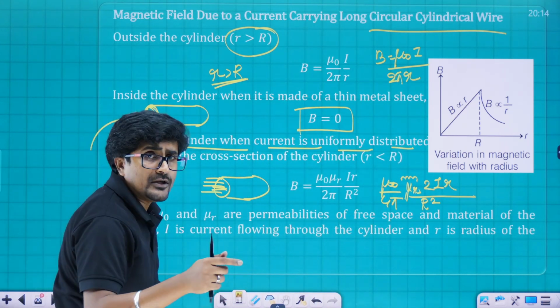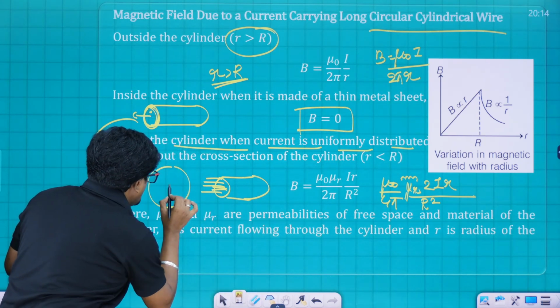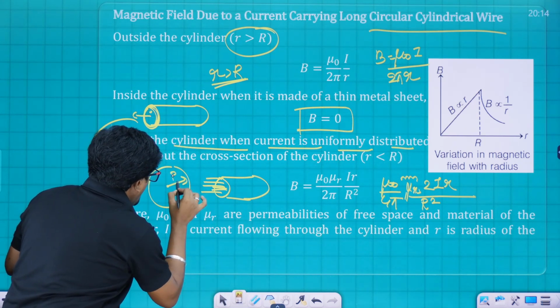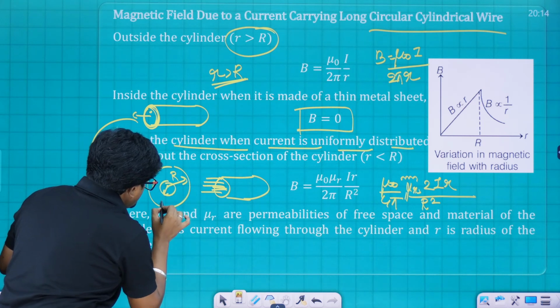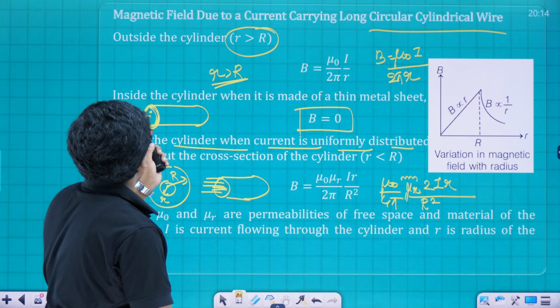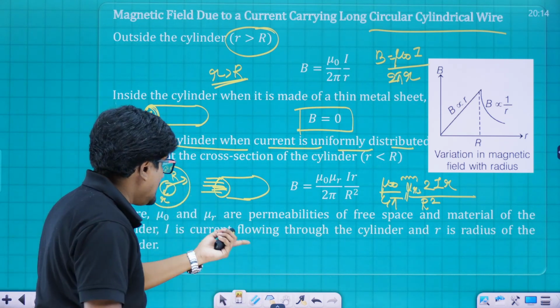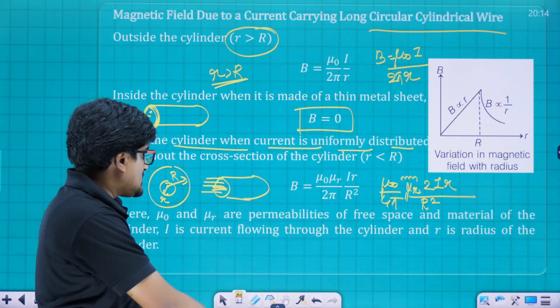Okay, so what I was telling you is that the small letter r is the distance from the cross section. Here this is capital R, and here I can mark this as small letter r, the distance from the center. All right, so that was all about the magnetic field due to a solid cylinder having a relative permeability of the material as mu suffix r.